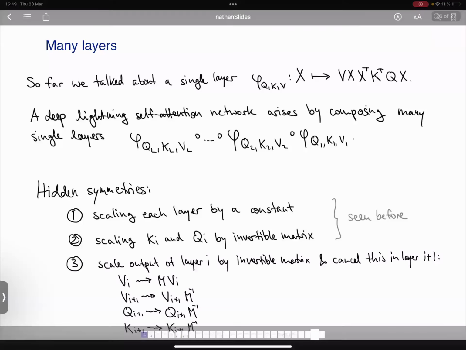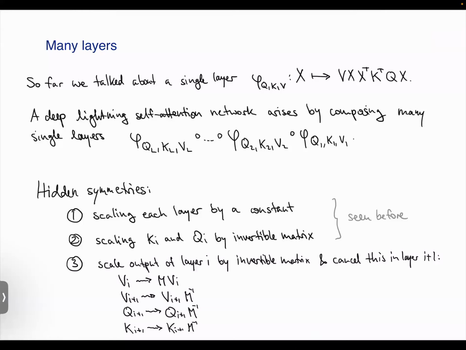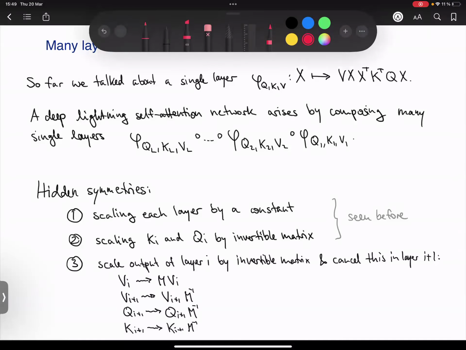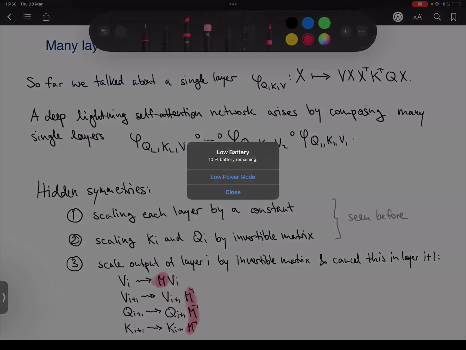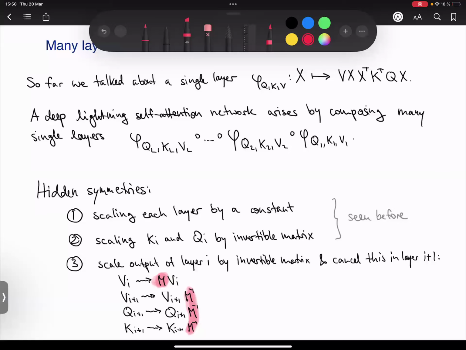And this is something you might have to sit down and see on paper. What you can do is, if you compose many layers, you can modify the output of, say, layer I, and then you have to cancel it in the next layer. You can cancel it by modifying all the matrices in the next layer by the inverse. You have to trust me that this is how it is, or actually try to plug it in. But that is some sort of symmetry that you obtain if you compose layers with each other.